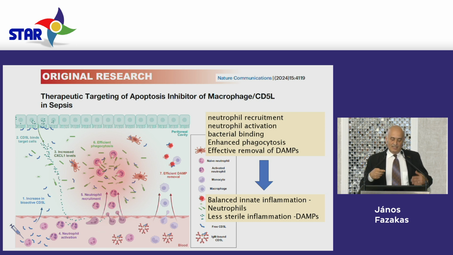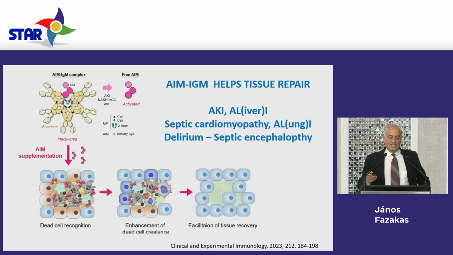It has a very good function, which helps us to recruit neutrophils, to activate them, to bind to the bacteria, and to have phagocytosis. But what is more important, there is an effective removal of the DAMPs, which means that you will have less sterile inflammation in your patient, and your patient's innate inflammation will be more balanced. And it helps tissue repair in acute kidney injury, in acute liver injury, in septic myocardiopathy, in acute lung injury, and even in septic encephalopathy, restitutio ad integrum.